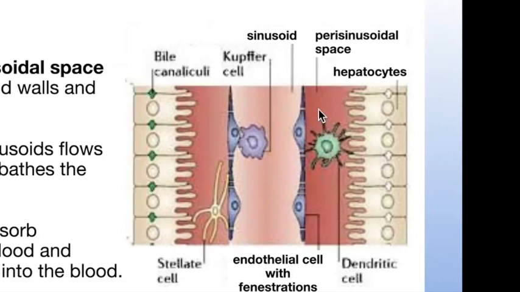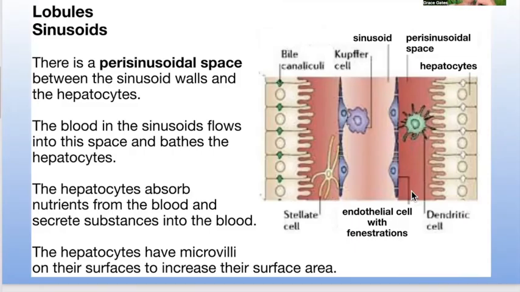And here we see this tiny space between the sinusoid and the rows of the hepatocytes with their microvilli. This is called the perisinusoidal space. It used to be called the space of Dis, but we're trying to get away from eponyms.